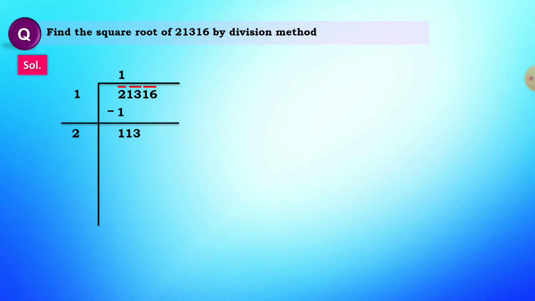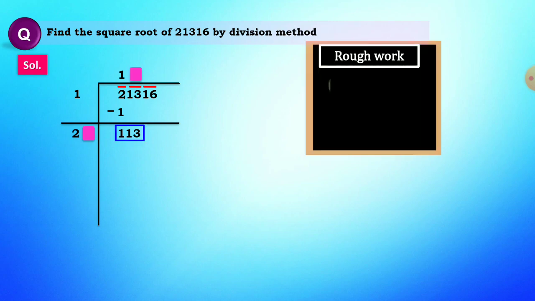So 1 multiplied by 2 is 2, we will write it here as the divisor, leaving a blank space towards the right. Now students, we have to think of a number that should be written beside 2, such that when we multiply by that same number, we get a number equal to or less than 113. So here students, let's do the rough work. Suppose I multiply 24 into 4. So what do I get? Yes, I get 96. So 96 is less than 113.